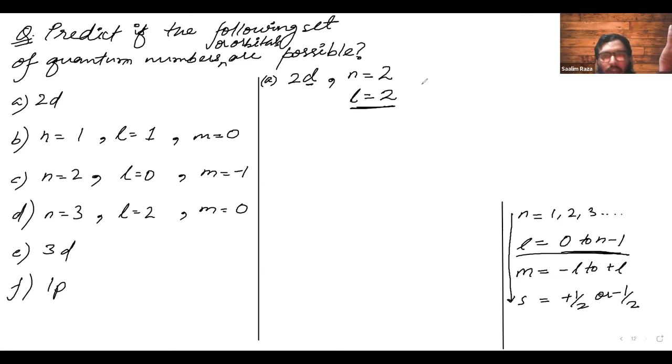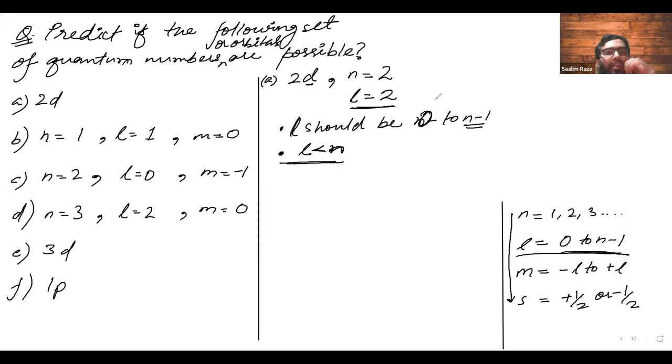It is not possible. If n is equal to 2, L should be 0 to n minus 1. That is another point you can write: L is always less than n. So what you will write here is: 2D is not possible.